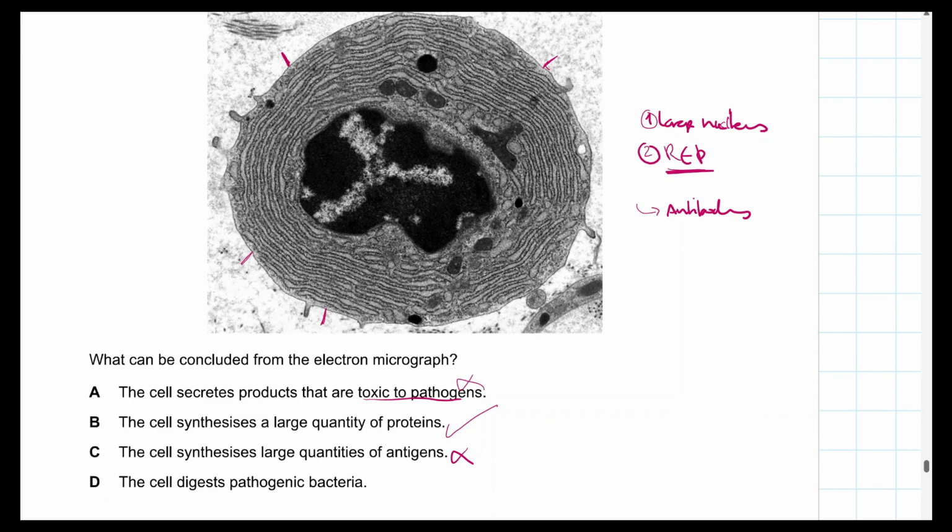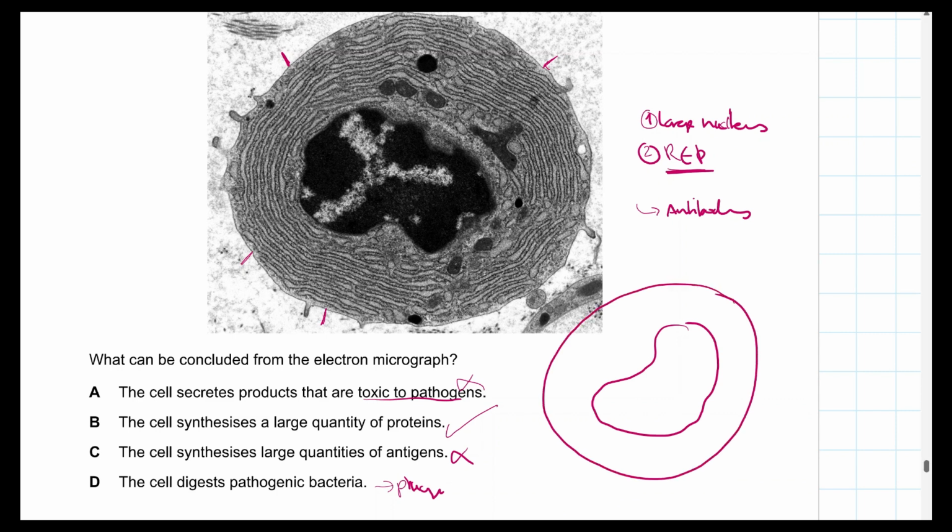D, the cell digests pathogenic bacteria. So, if we were to assume that this is a phagocyte, it would not look like this. First of all, phagocytes, such as a macrophage, have a kidney-shaped nucleus and a lot of vacuoles in the cytoplasm and lysosomes in order to digest the bacteria. Therefore, it would look nothing like this blood cell that we see here. Therefore, this is totally incorrect, and the answer is going to be B.